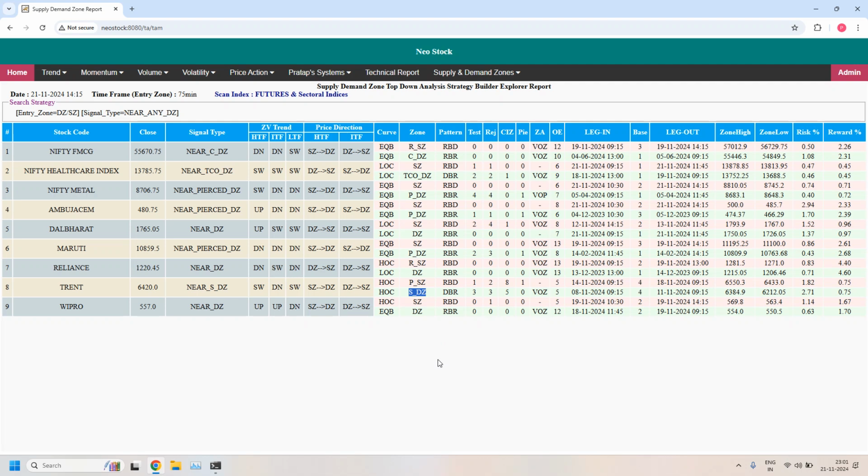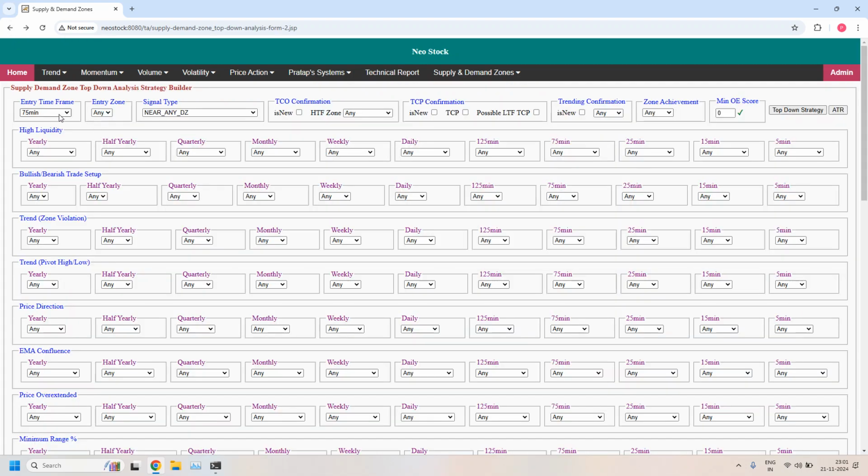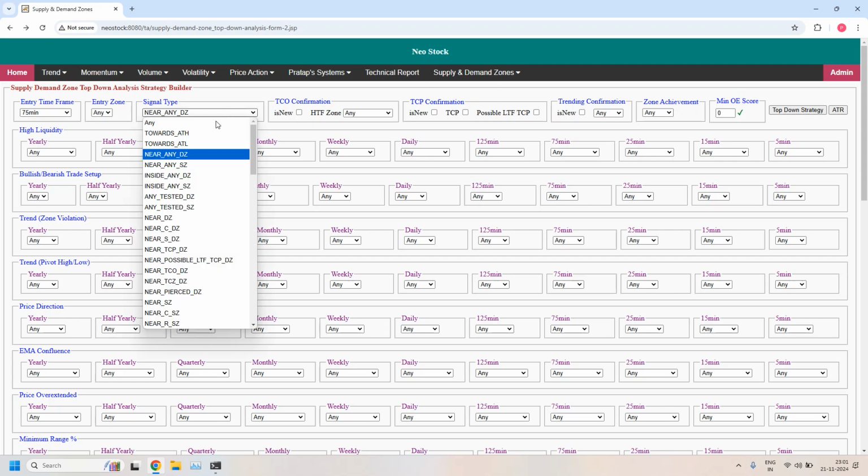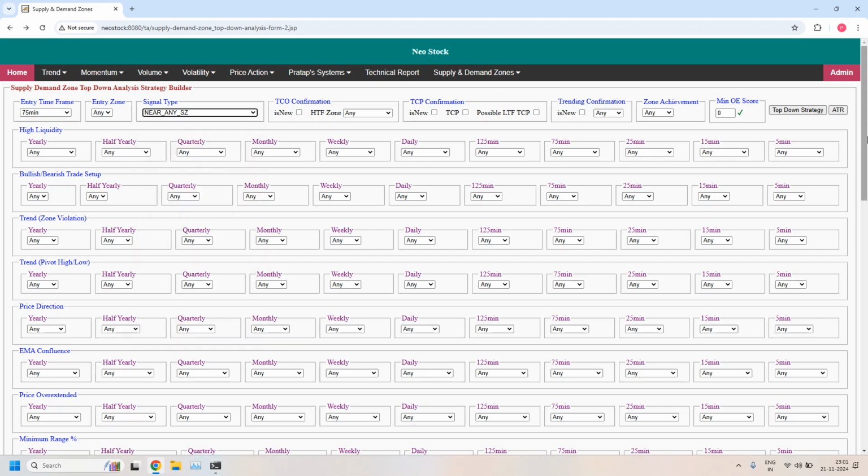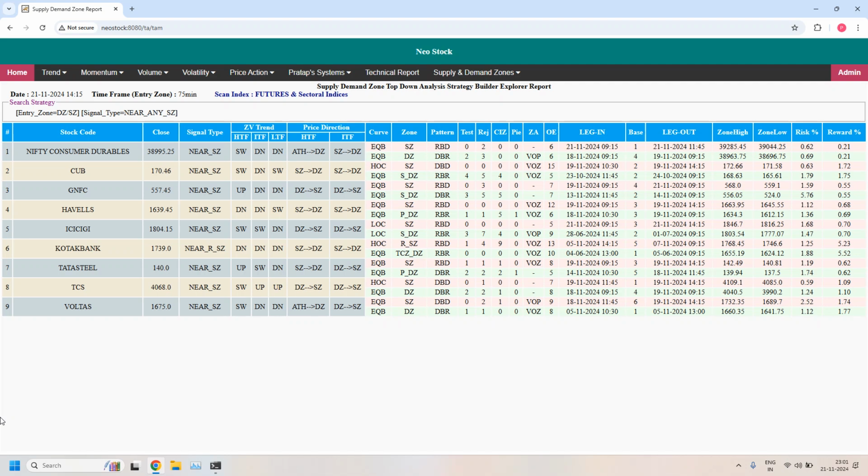Okay. Next, for 75 minutes time frame, let's find the stocks near 75 minutes supply zone. We got 9 stocks. Let's identify high liquidity zones. Kotak Bank is having a 75 minutes high liquidity supply zone. That's it. We have only one high liquidity 75 minutes supply zone from this list.